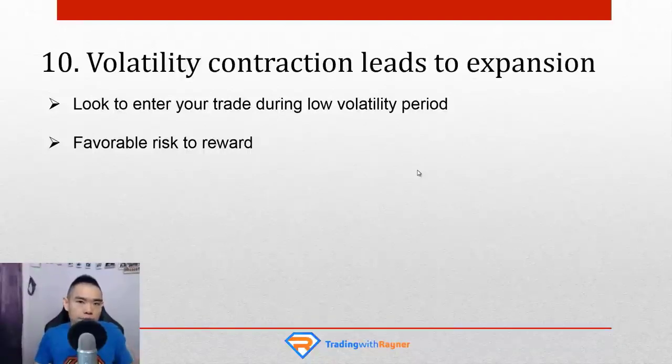So as a trader, if you're looking for favorable risk to reward trades, if you're looking to risk $1 to make $3, $1 to make $5, then you must be looking to enter your trades during a low volatility period, because that's where your stop loss is tighter. And if the volatility expands in your favor, this is where you can reap favorable risk to reward on your trade. And that's what the pre-breakout technique is all about. You're entering your trade earlier, when volatility of the market is low. And when volatility expands in your favor, that's how you reap favorable risk to reward.